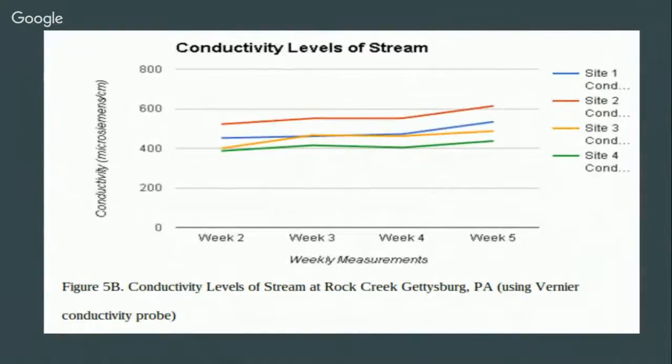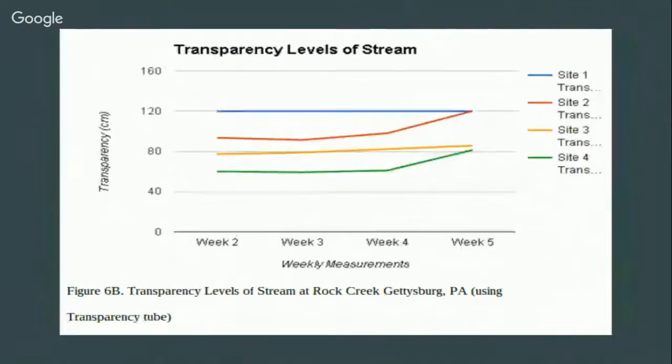Conductivity levels showed that during the testing time it rose slightly as the weeks progressed, peaking during week 5. There was a slight outlier during week 5 at Site 2. Transparency levels showed that during the week there was a slight increase, peaking at the end of the week. Site 1 had the consistent level during the whole testing period.